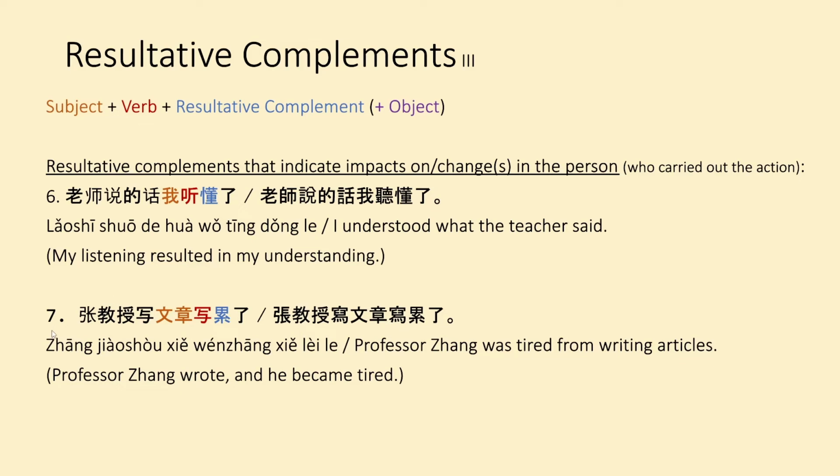For example 7, 张教授写文章写累了. Professor Zhang was tired from writing articles. And more literally, Professor Zhang wrote and he became tired. So here we sort of have an action happening, 听 or 写文章, and then the result of it. So if you're listening, you understand, 听懂. If you're writing, you become tired, 写累.